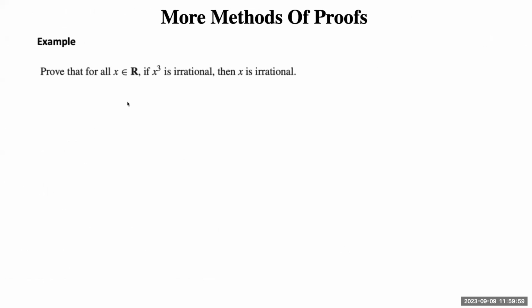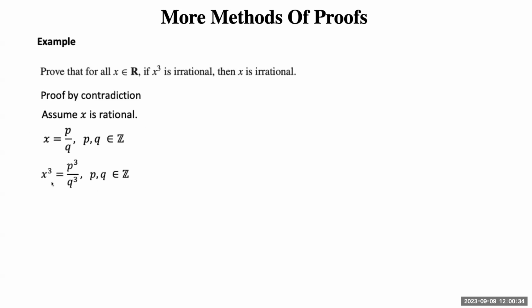Here's another one we can do. Prove that for all x in R, if x cubed is irrational, then x is irrational. So we're going to do this by proof by contradiction. We're going to assume the opposite of x is irrational. That means we're assuming x is rational, because that's the negation of x is irrational. If x is rational, you can write it as a fraction p over q, where p and q are elements of the integers. So now we'll cube both sides. x cubed equals p cubed over q cubed.